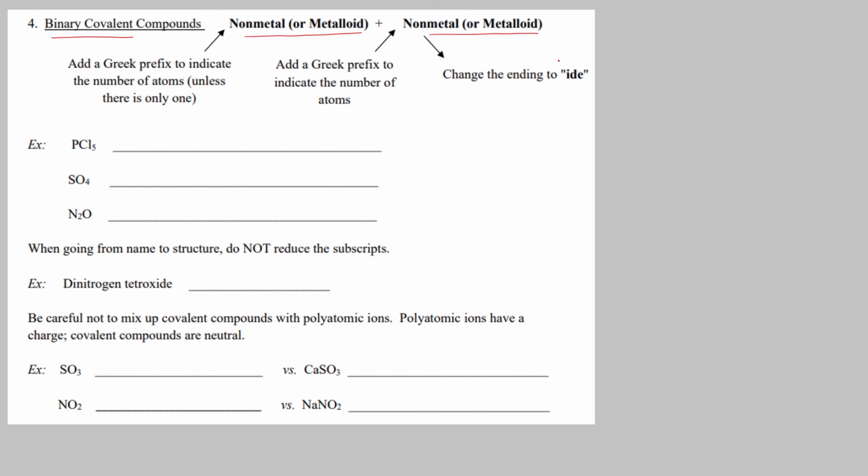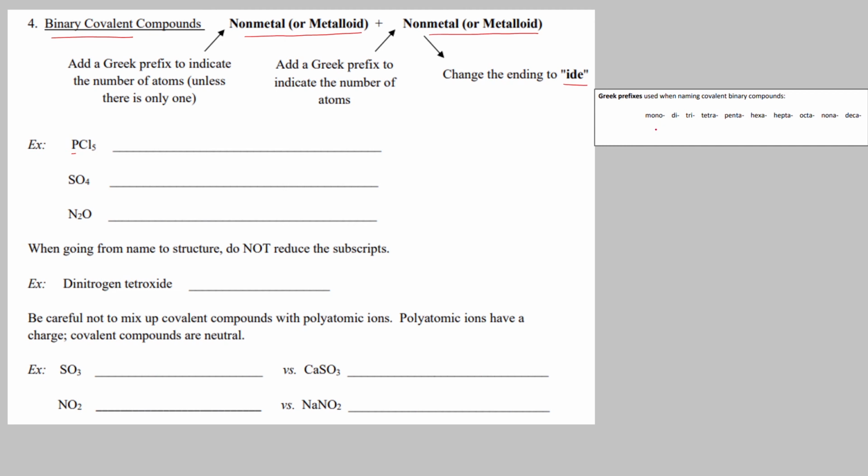For the first non-metal or metalloid that you have, you will be adding a Greek prefix to indicate the number of atoms, unless there is only one. And for the second non-metal or metalloid, you will be adding a Greek prefix to indicate the number of atoms always, and you will also be adding the ending IDE. You can find the Greek prefixes in your nomenclature reference chart.